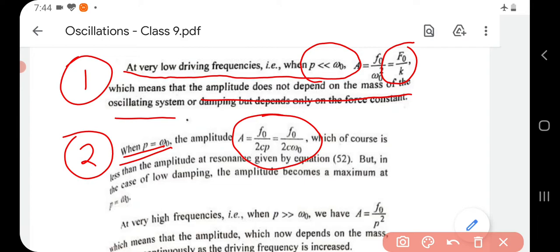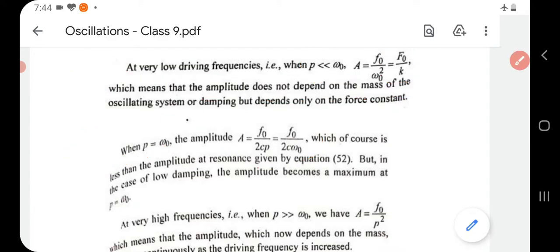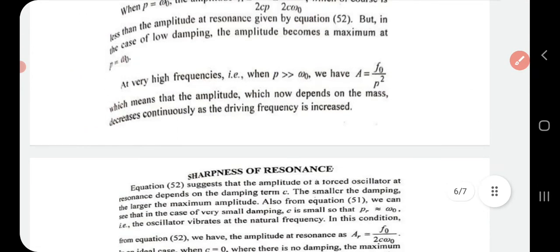That is quite natural. Damping means a source of dissipative force. So when damping is low, naturally the amplitude of oscillation will also be maximum. Now the last one is at high frequency, that is when p is very much large compared to omega 0, your expression for amplitude is f0 by p square. That means amplitude will now depend on mass, and it will decrease continuously as the driving frequency p is increased.